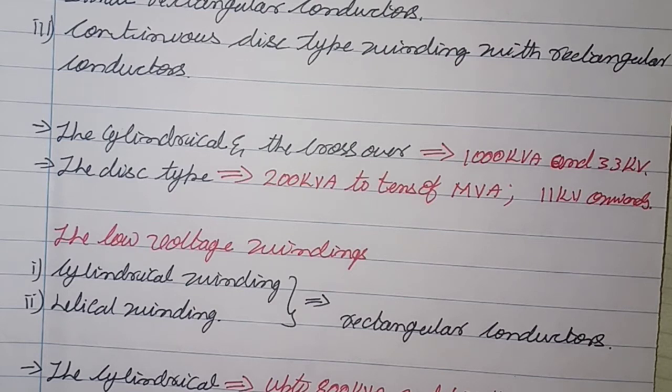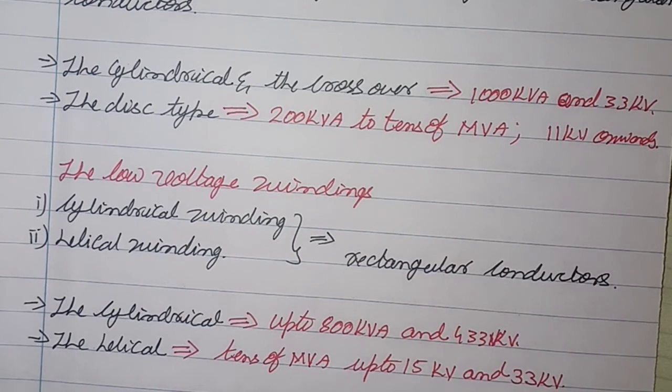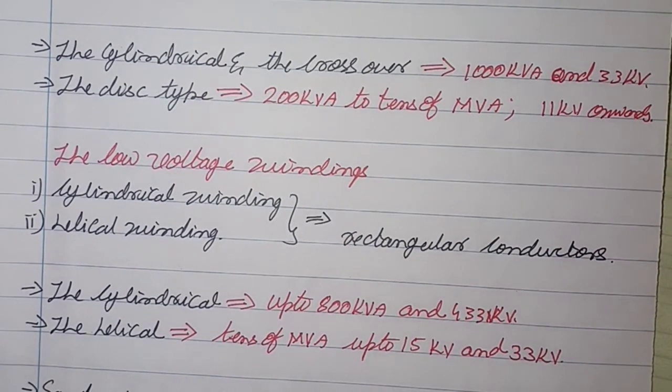Here both make use of rectangular conductors only. The cylindrical will be used up to 800 kVA and 433 volt. And then the helical winding is used up to tens of MVA, up to 15 kV voltage, or sometimes up to 33 kV voltage.